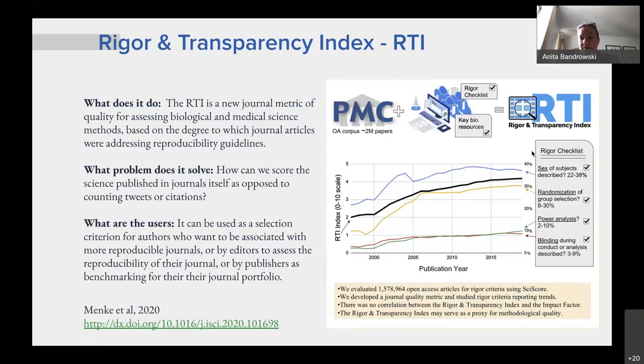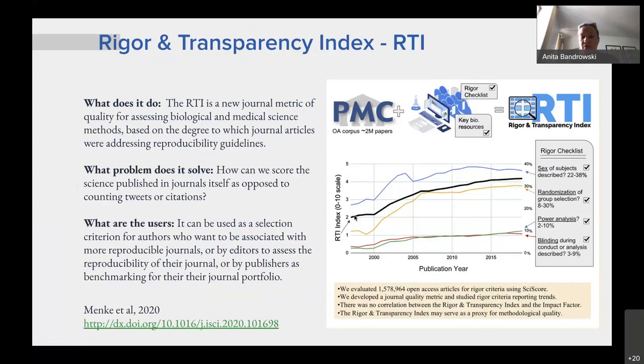And so things like description of which sex is being used went up over 20 years from about 22% usage to 38% usage. Finding sentences or finding that a paper has addressed randomization of subjects into as part of the group selection criteria went from about 80% to 30% over that same period of time. Power analysis and blinding are far behind. They're largely in the single-digit range here.